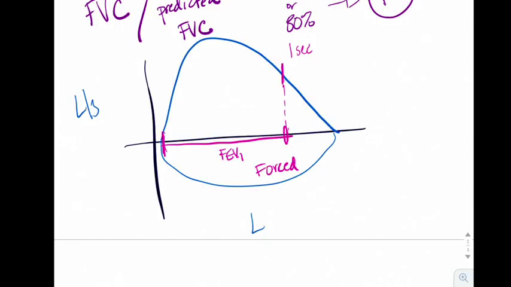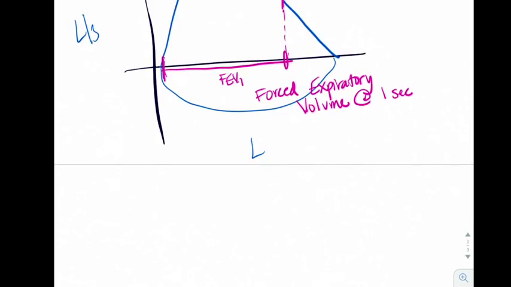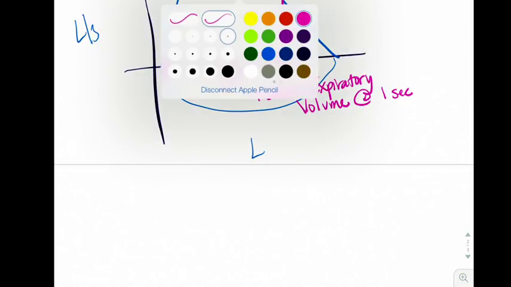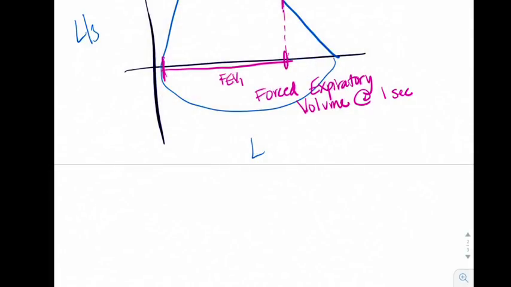or forced expiratory volume at 1 second. So we're trying to see how much of the air is coming out in the first second compared to the amount of air that's moving in and out of the lungs total.